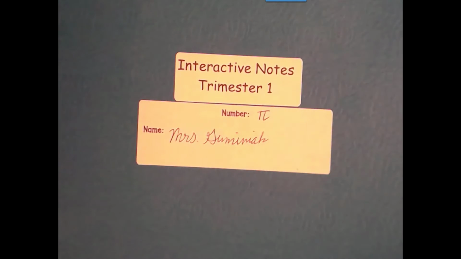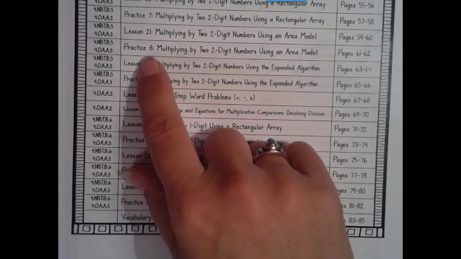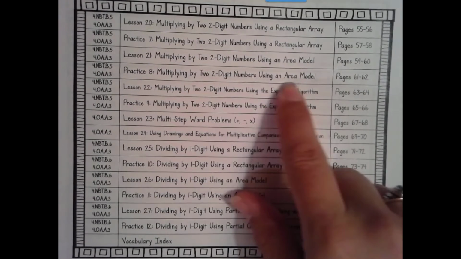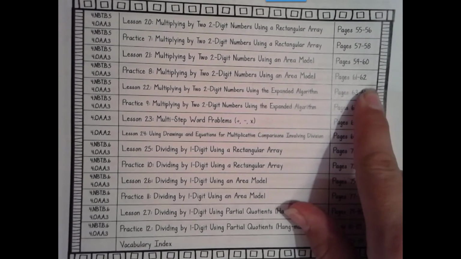Welcome to practice 8 of our interactive notes. So practice 8 is multiplying by two-digit numbers using an area model, pages 61 and 62.